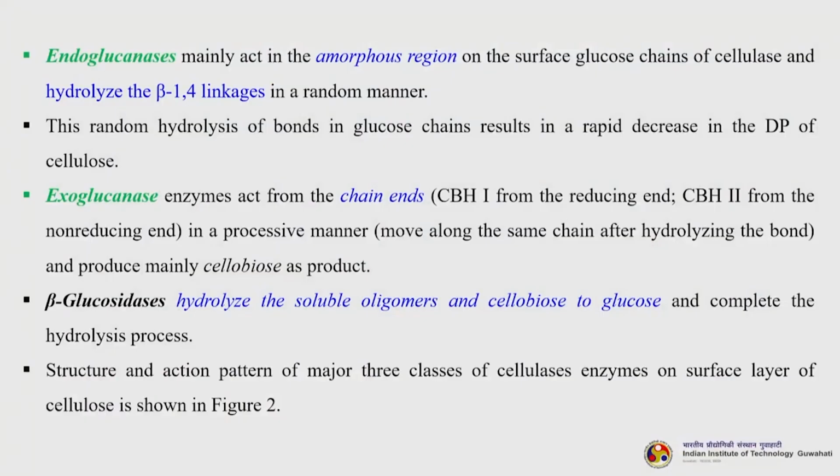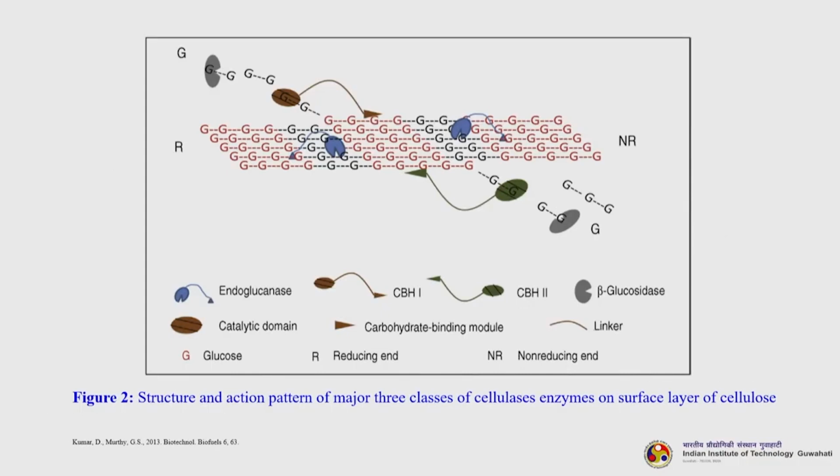So, beta glucosidases hydrolyze the soluble oligomers or cellobiose to glucose and complete the hydrolysis process. Now, the last one to act is this beta glucosidase. So, it works on the cellobiose that is produced by CBH1 and CBH2, and on the oligomers. Okay. You can see here how it is working, and then they form the glucose.